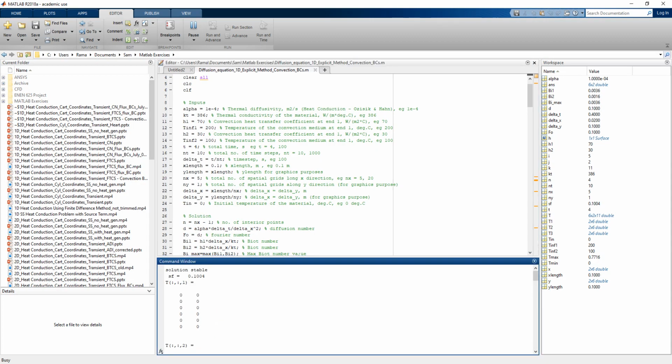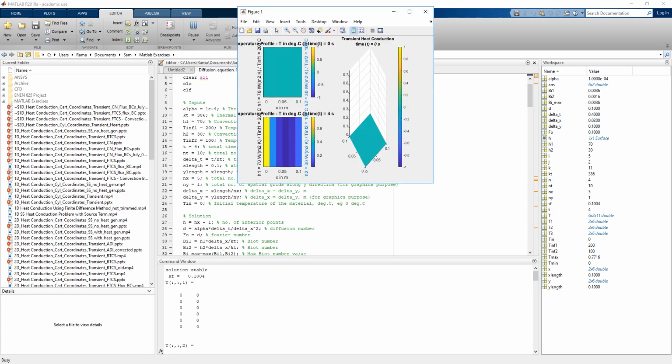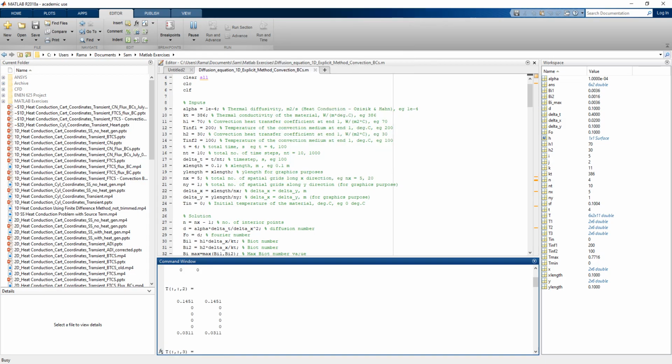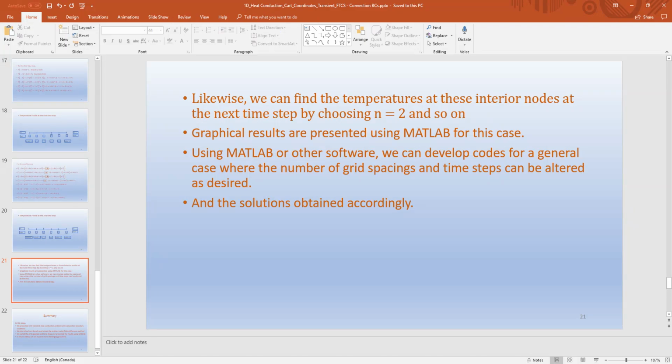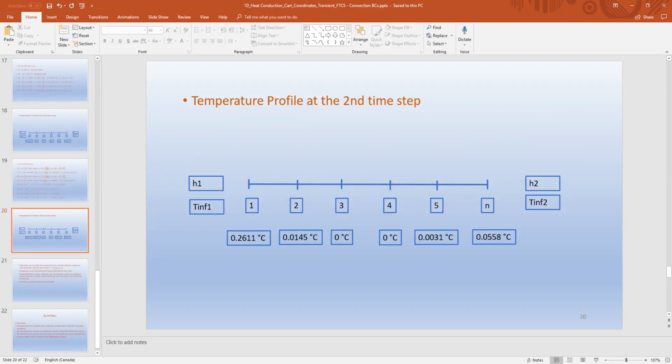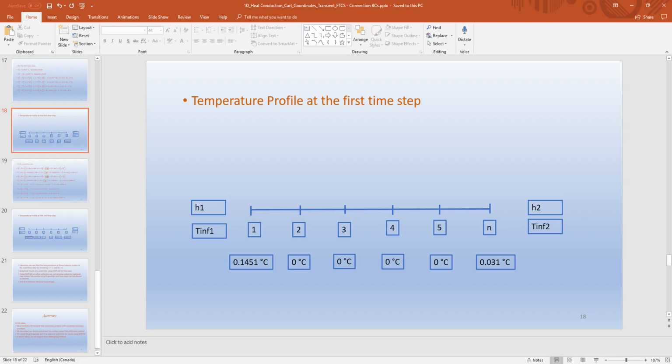T at step 1 is shown here, and T at step 2. Step 1 is basically the initial condition, and step 2 is the first step here. And we can compare the values to the ones we have in the presentation, and they seem to match: 0.1451 at one end and 0.031 at the other end. The interior nodal temperatures are 0 degrees Celsius.